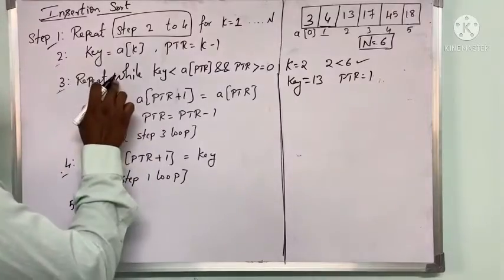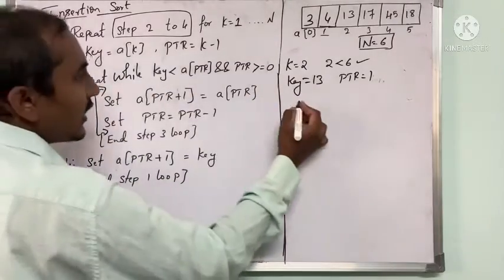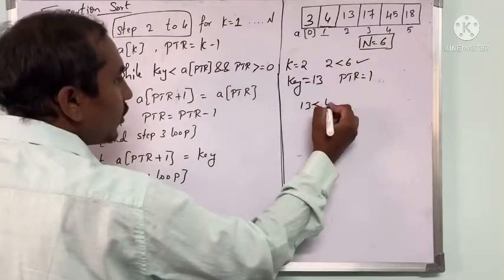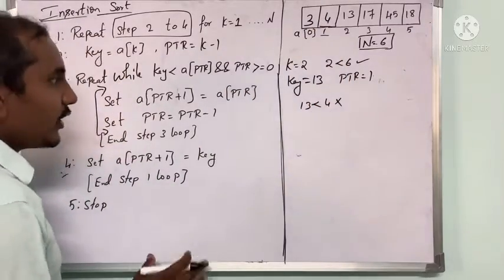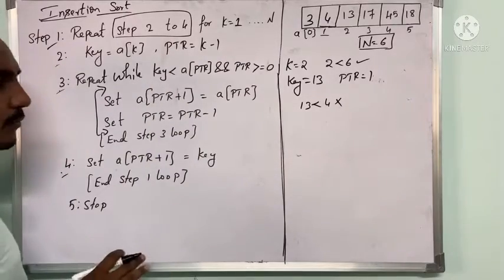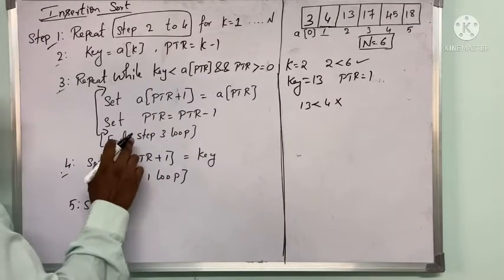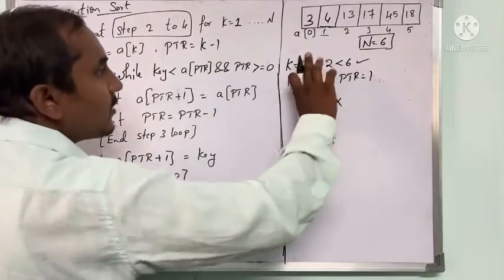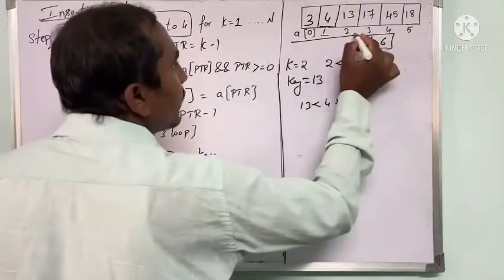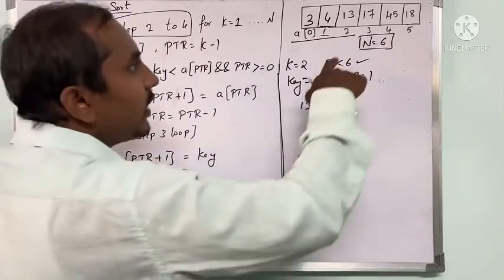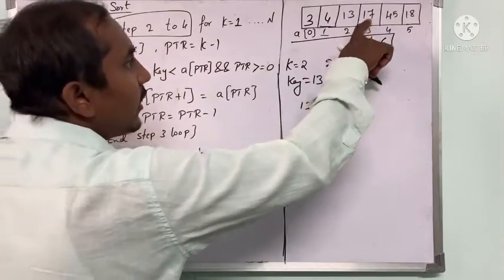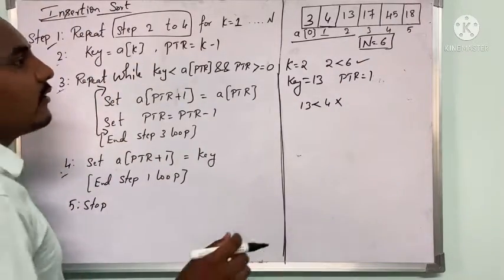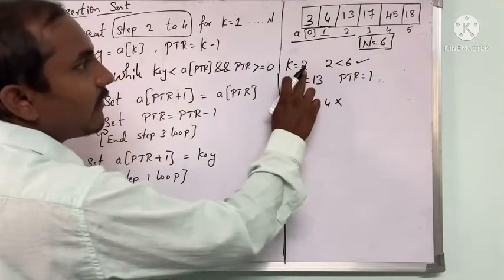So after that, we are going to check while key value. What is the key value? 13. Whether it is less than A of ptr, that is 4, which is false. So we are not going to execute that. We are going to come out of the while loop. So pass 2 will be stopped there because it is already sorted. Similar thing will happen whenever I compare with 17 and also whenever I compare with 45. So this is what we have: k value was 2.